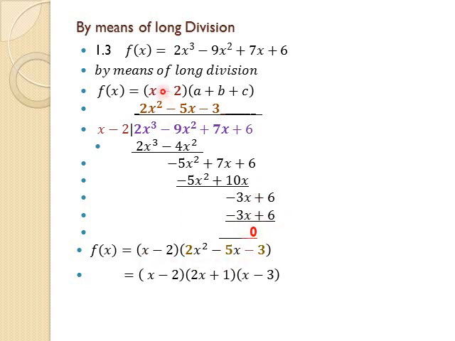So I'm left with x minus 2 times 2x squared minus 5x minus 3. And if I factorize, 2x times x to get 2x squared, positive 1 times negative 3, negative 3, 1x minus 6x, if I multiply, gives me minus 5x.